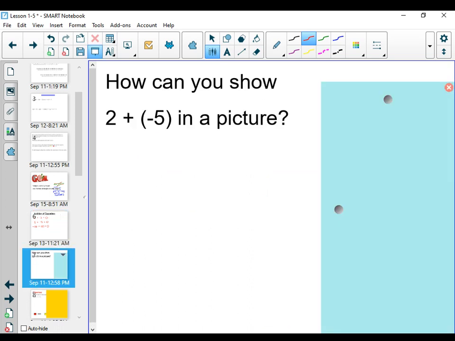Knowing that and thinking about this problem, 2 plus negative 5, what sort of picture could you draw that represents that situation? Pause if you need some time to do that in your notes section.